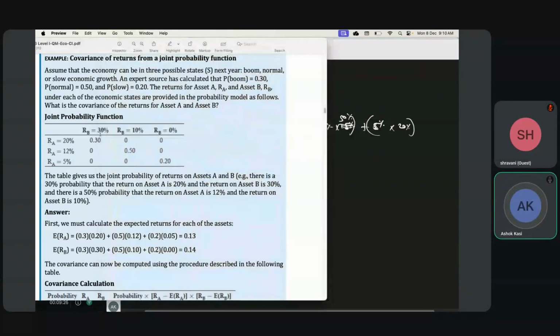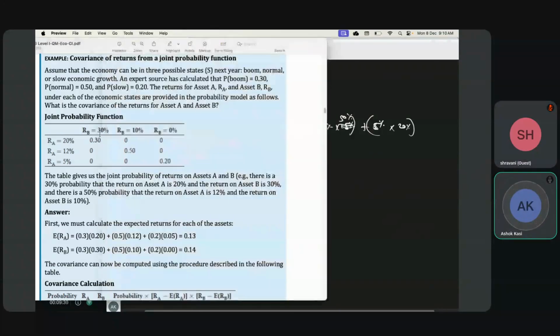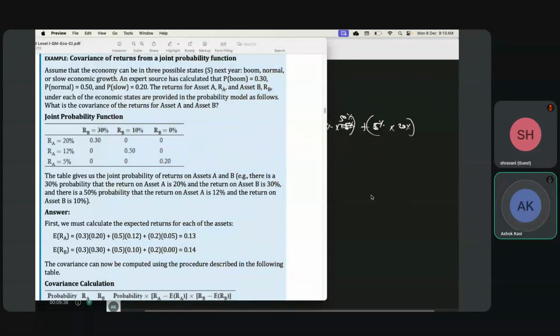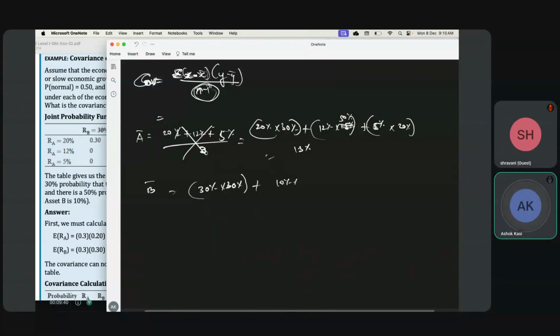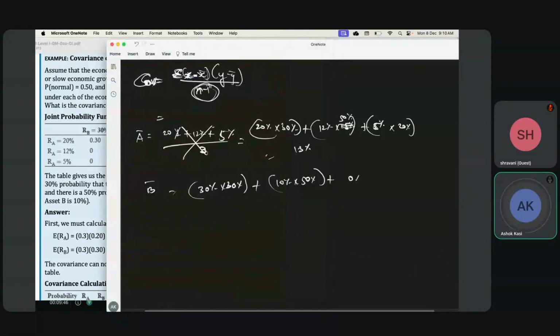Similarly, you will do it for the second one also. So the second one is 30 percent into 30 percent, plus 10 percent into 50 percent, plus 0 into 20 percent.